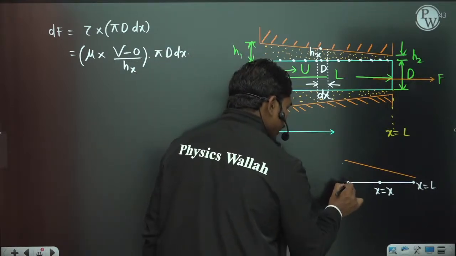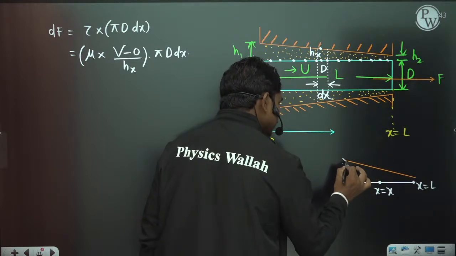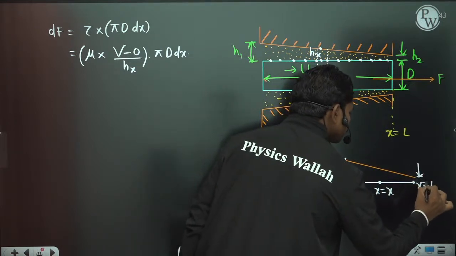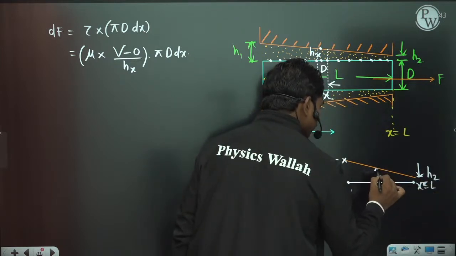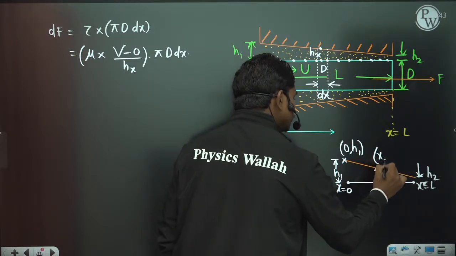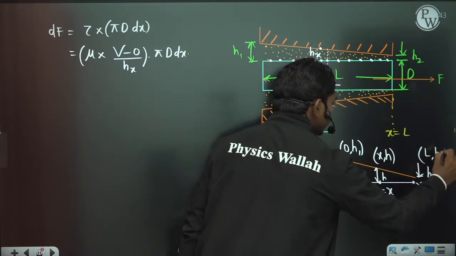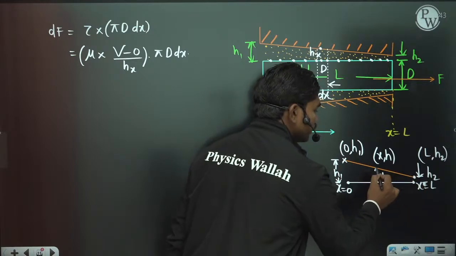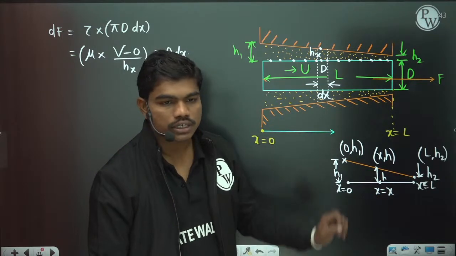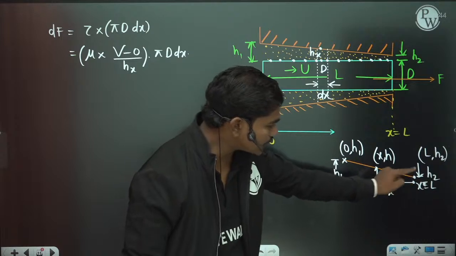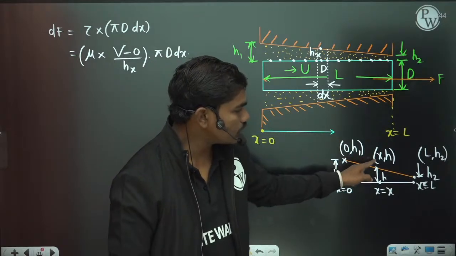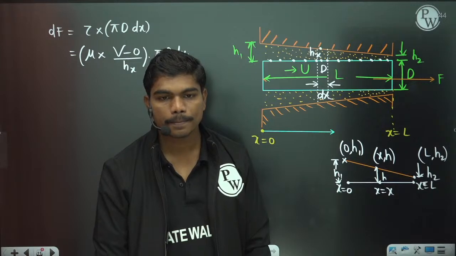Now tell me, from this point, if I take this as the reference axis, for example, this point is at a height of h1, correct? This point is at a height of h1. This point is at a height of h2. This point is at a height of h. So can I write the coordinates as 0, h1, x, h, L, h2? Can I write the three points here with these coordinates? Yes or no? Please type in the chat box. This point is at a height of h1, this point is at a height of h2, and this point is at some intermediate height h. So can I write the three points as 0, h1; x, h; L, h2?